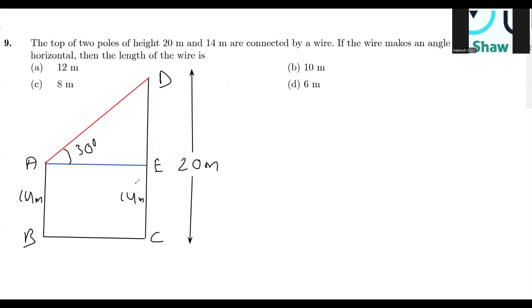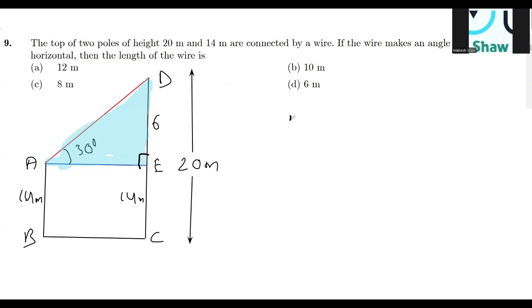From the figure, you can see that 20 minus 14 should give you the length of this. And this will come as how much? 6, am I right? 20 minus 14, it should be 6 meter. Now in this triangle, we are going to apply the trigonometric ratio. I'm talking about this triangle. Here we know the length of the perpendicular, and we have to get this hypotenuse.